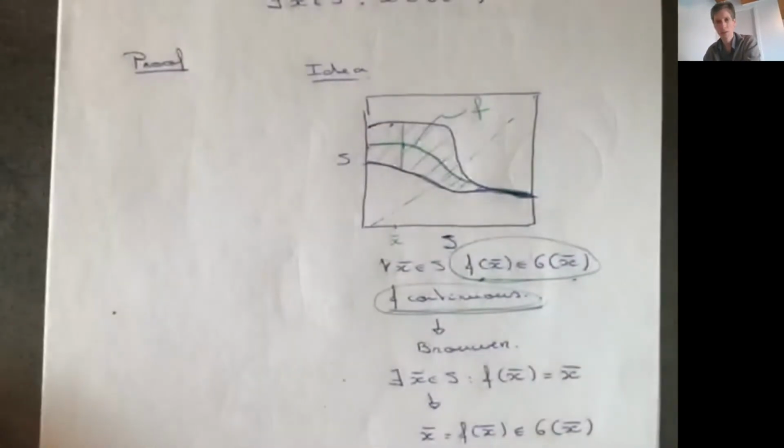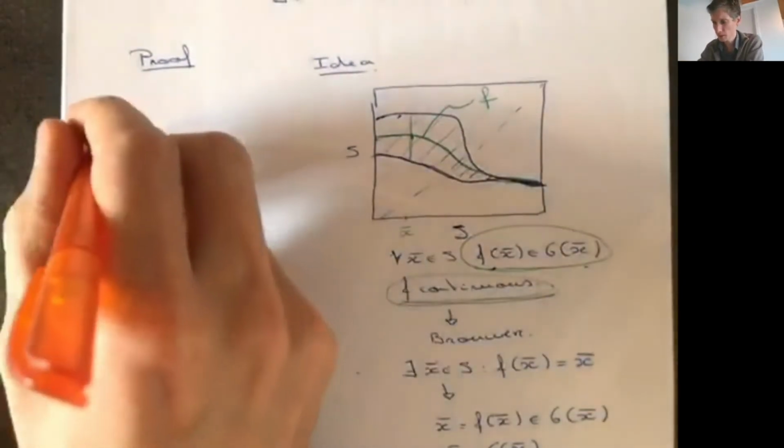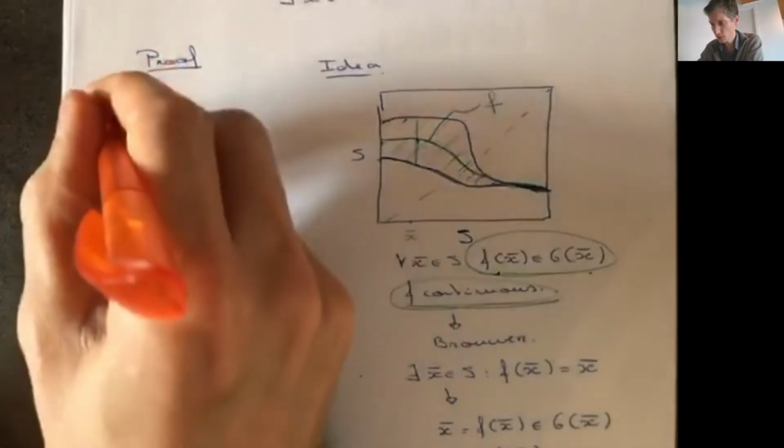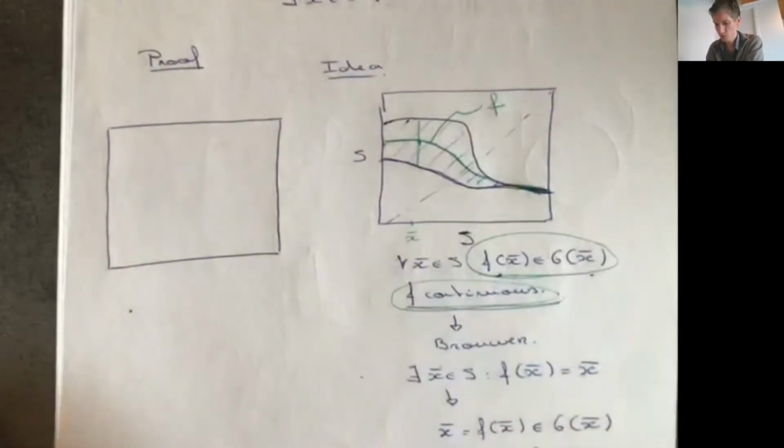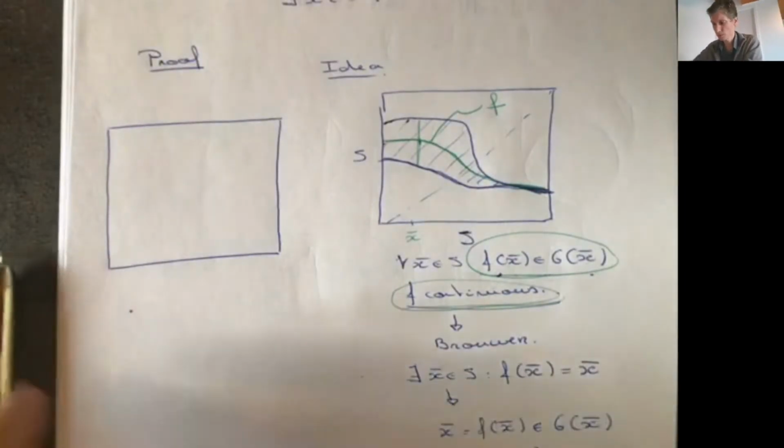However, there's a bit of a problem when doing this in general. Okay, so let me give an example of a potential problem. So consider the correspondence. So let me draw the correspondence in red.